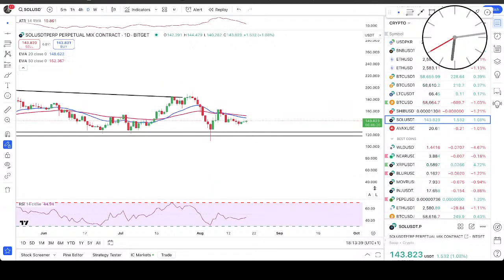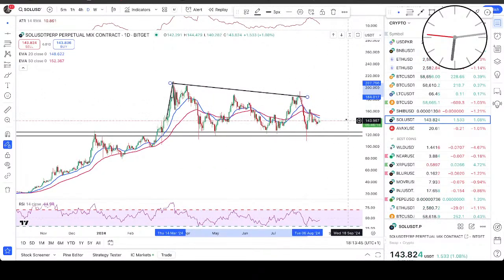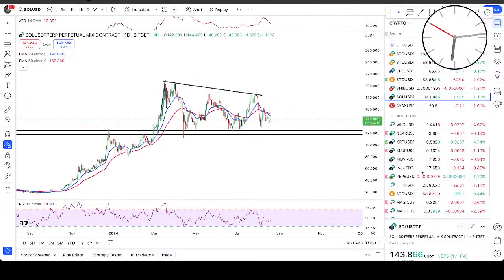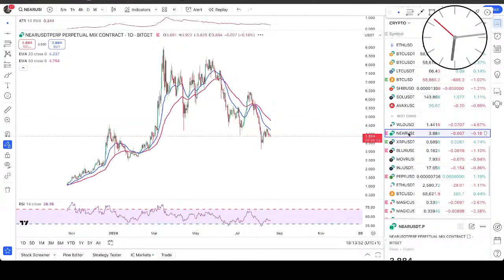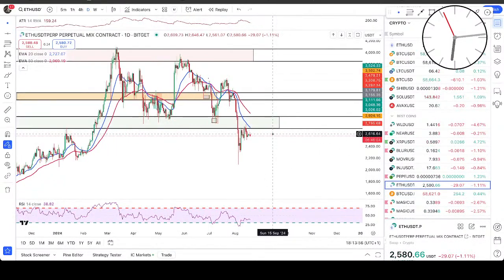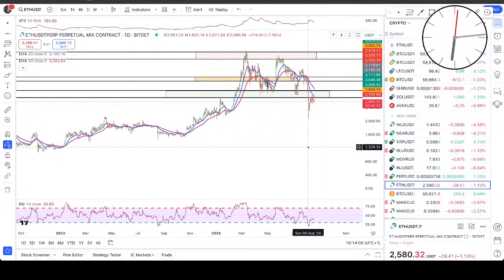See SOL. SOL is pushed down from the strong resistance rejection. Now I'm going to leave SOL for now. But these are the coins you need to invest in long term if you want to. Ethereum is also bearish. We're going to see some more bearish momentum from the crypto market.